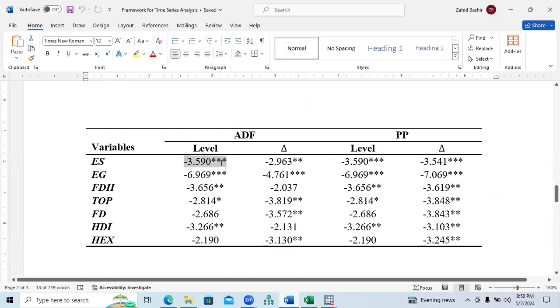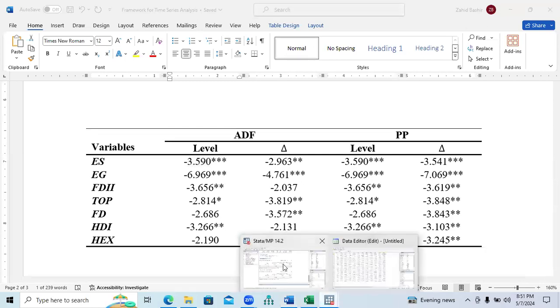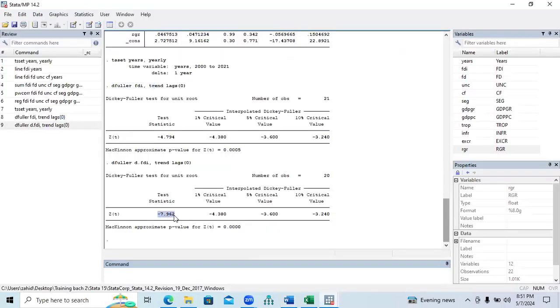So you can see here, this is the way that you can place the output of your variables. This is at level and this is at first difference. When a variable is stationary at level as well as at first difference, you need to report it like this. This value is basically the estimated value, the value that you have seen here in the test statistic.